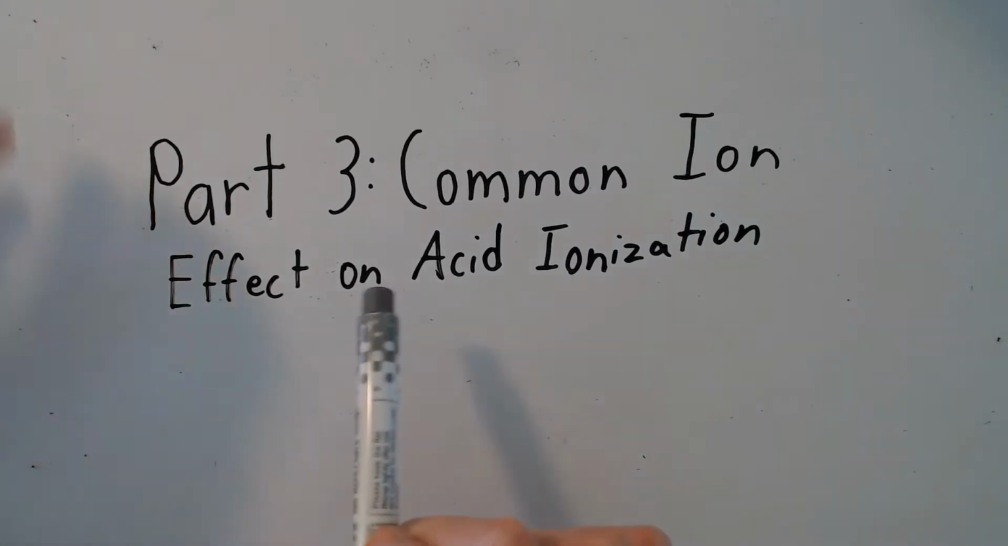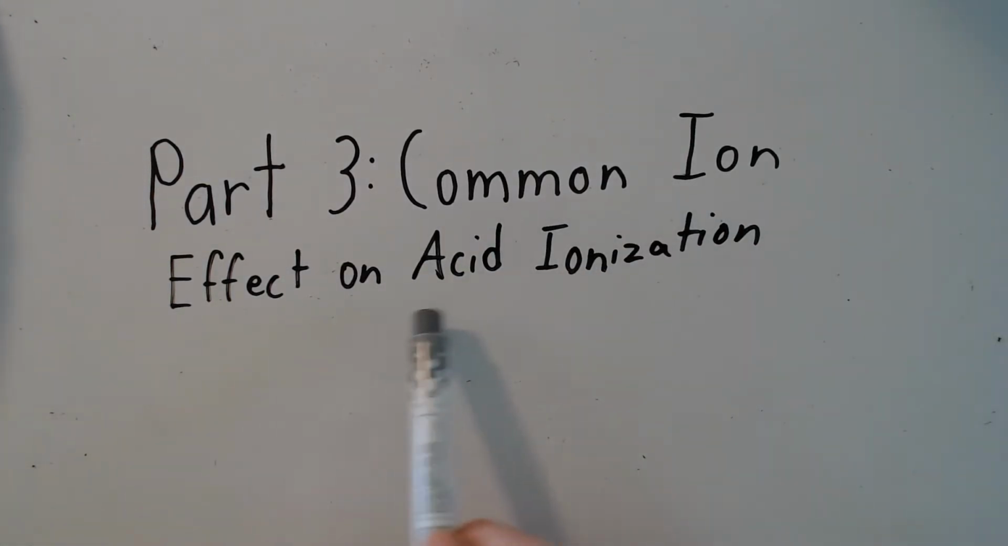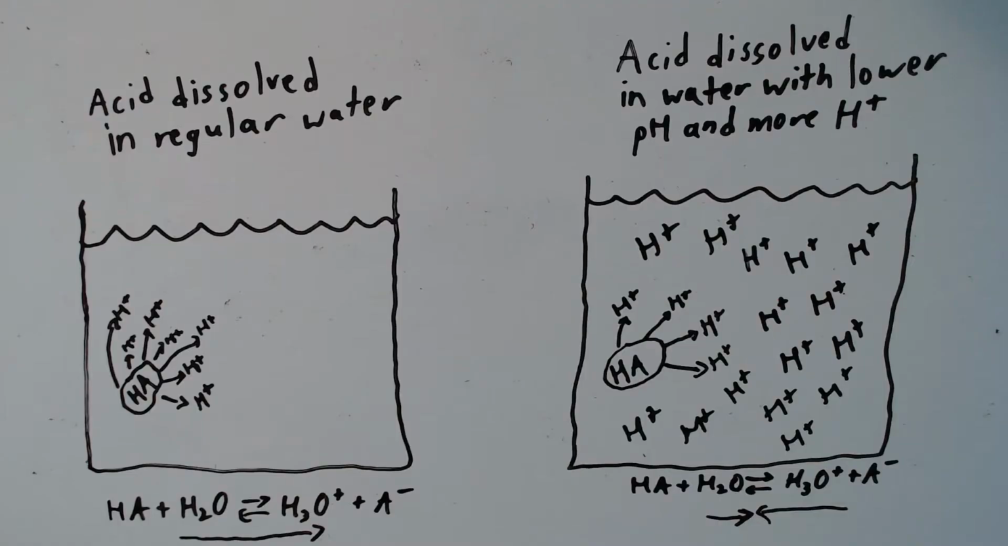Part 3. Common ion effect on acid ionization. Furthermore, another type of problem that might be asked is to find the concentration of anion that an acid produces when dissolved in a solution of a certain pH. This problem might be asked because not all acids are dissolved in solutions of pure water.